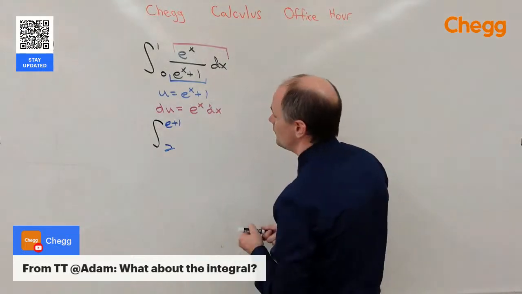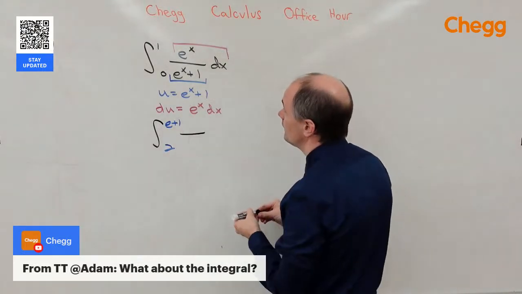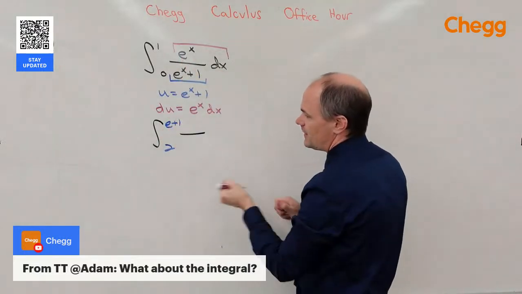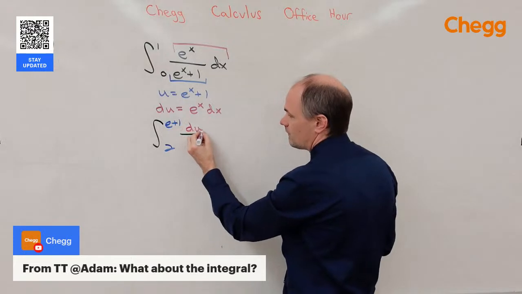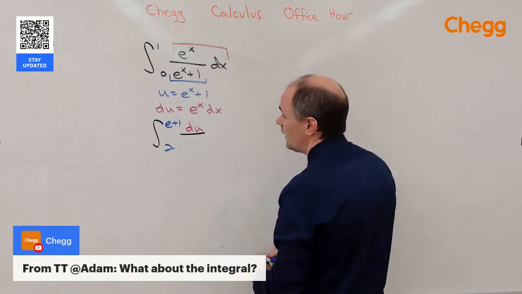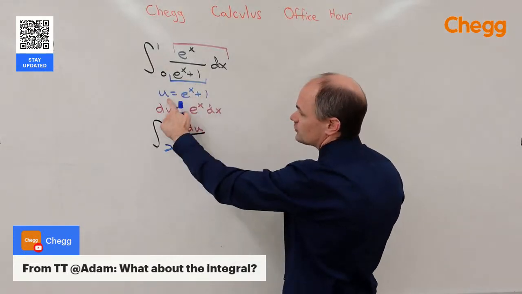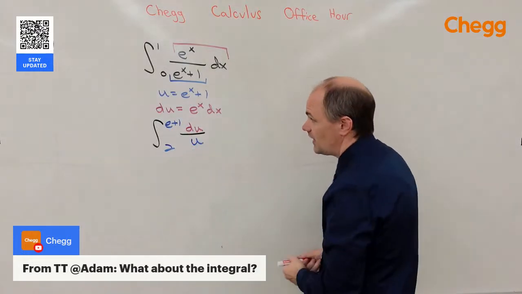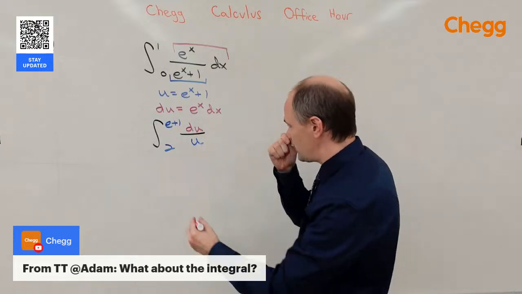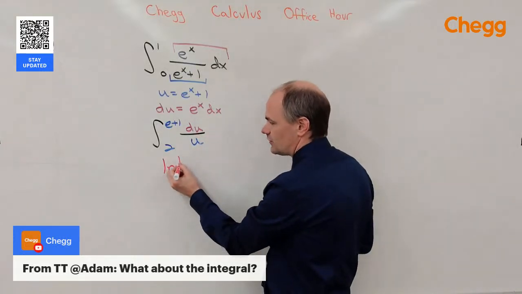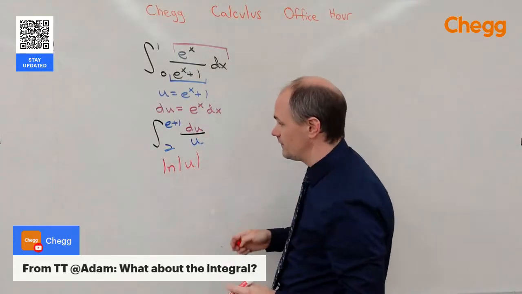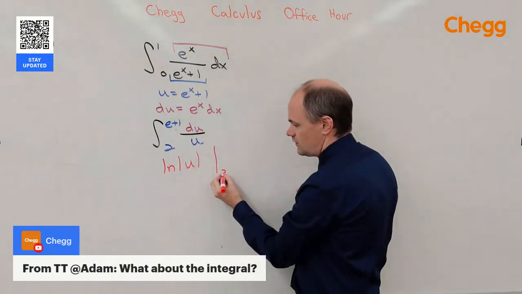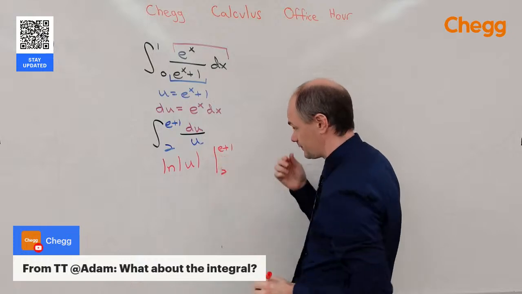Then, looking at the problem, it was a fraction. The e to the x dx, all that became my du. And the e to the x plus 1, that all became my u. And we know the antiderivative of 1 over u is the natural log of u. And then we just have to integrate that from 2 to e plus 1.